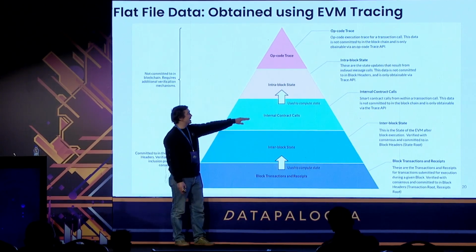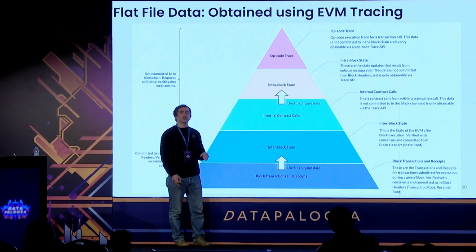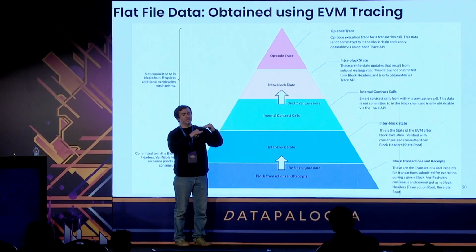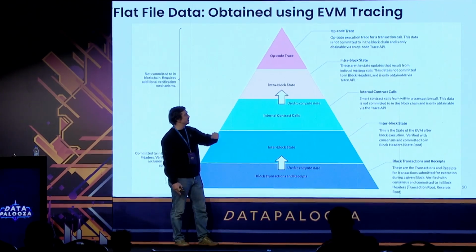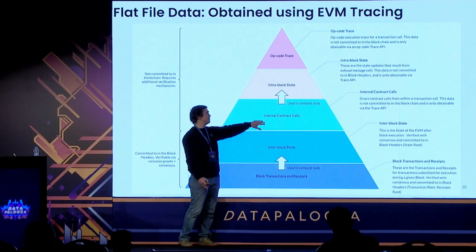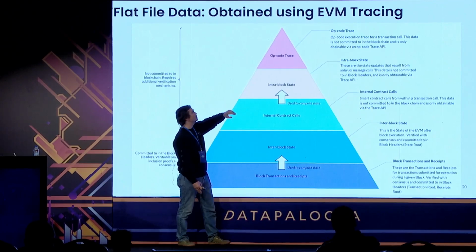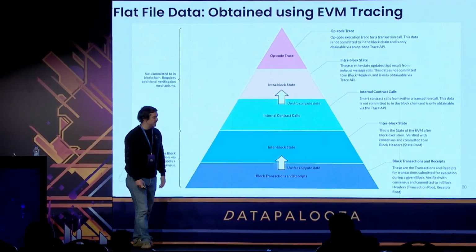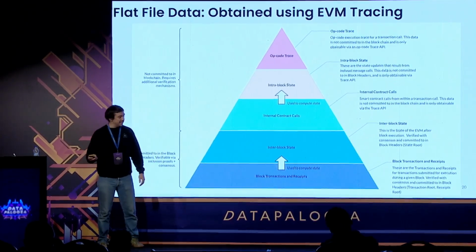The tracing API output gives you access to internal contract calls. Basically, as you call your smart contract, typically users don't get introspection into the internal execution of the smart contract. Well, with the tracing API, you actually see the internal contract calls. And then you can go all the way up to an execution trace, an opcode trace, as the EVM is executing. So there's a lot of data.